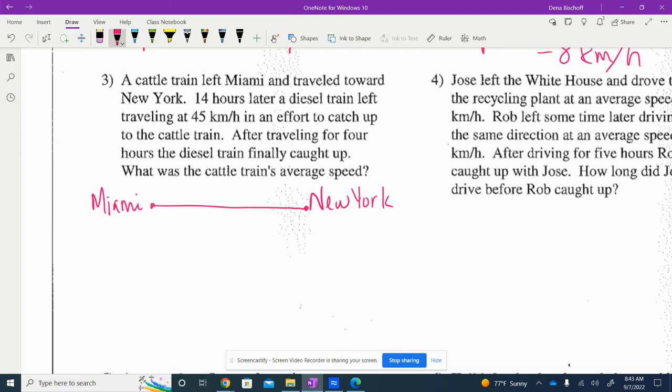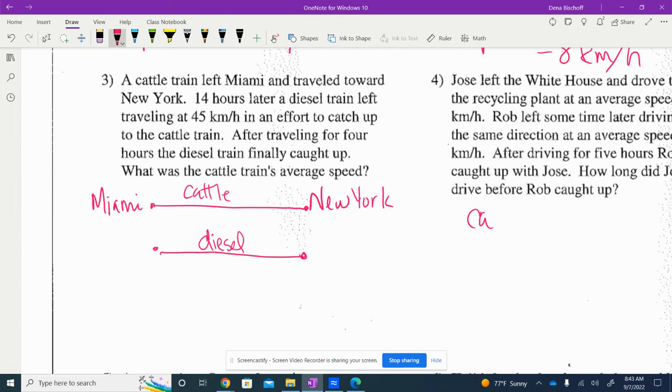Okay. 14 hours later, a diesel train left traveling at 45 miles per hour in an effort to catch up. After traveling 4 hours, the train finally caught up. So here's the diesel train. It traveled the same distance. So this is the cattle train, and this is the diesel train. It traveled the same distance, but let's talk about the time.